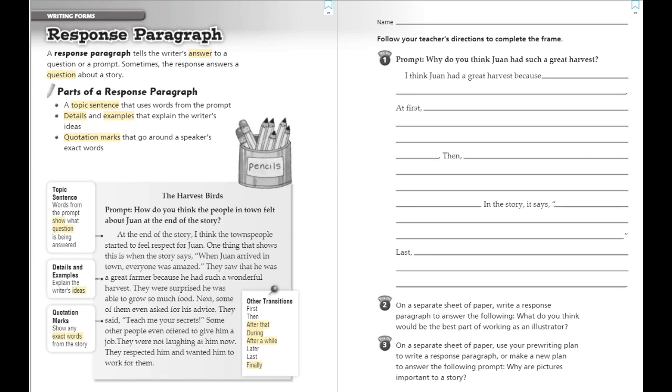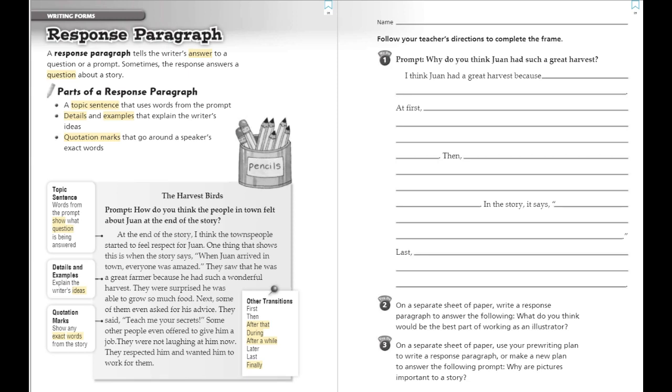To help you out on this, I highlighted a few of the words, and I did not during the example paragraph. So when we get to the example paragraph, you want to have your listening ears ready to go. Okay, starting at the top. Response paragraph. A response paragraph tells the writer's answer to a question or a prompt. Sometimes the response answers questions about a story. Parts of a response paragraph.